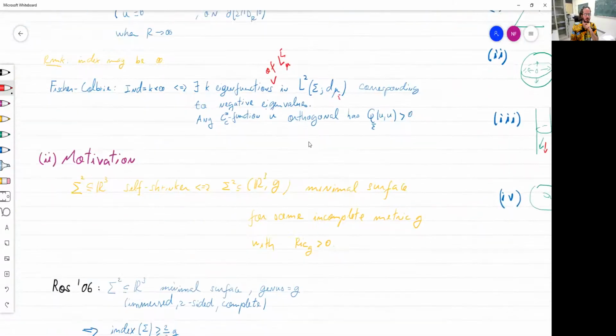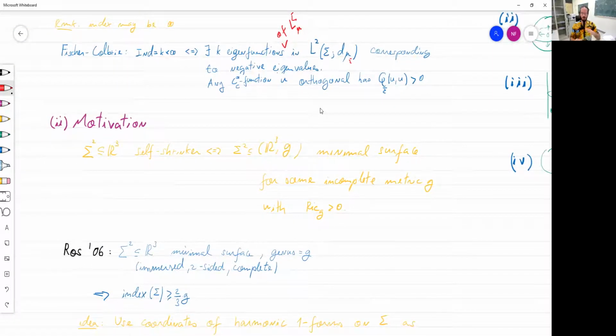and we mentioned the Fisher-Colbrie result that connects the Morse index of the self-shrinker to the number of negative eigenvalues of a differential operator in a weighted L2 space. Okay, and the operator is the Jacobi operator. The Jacobi operator for the Gaussian.